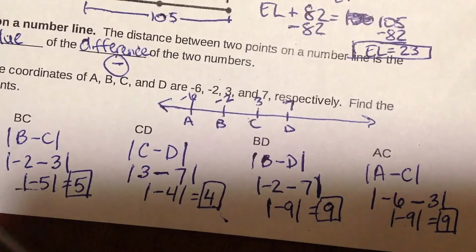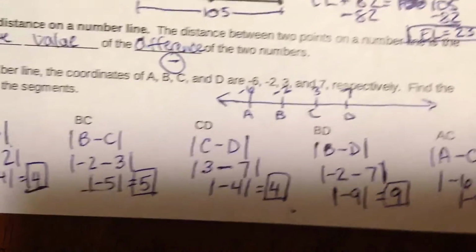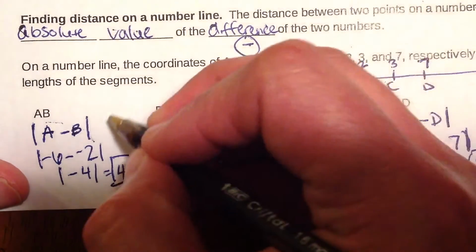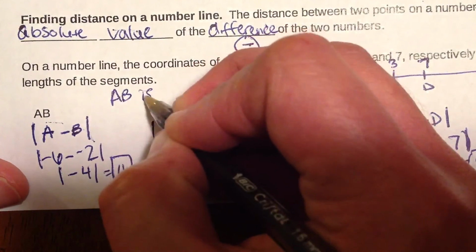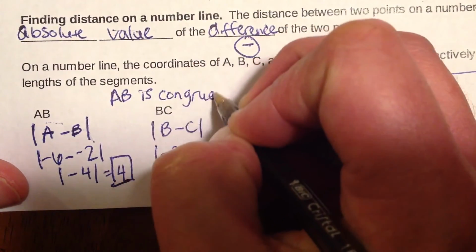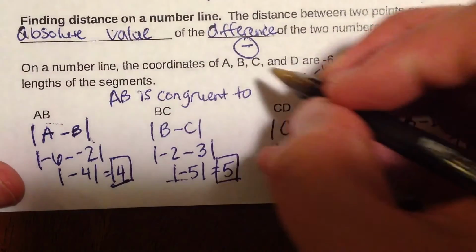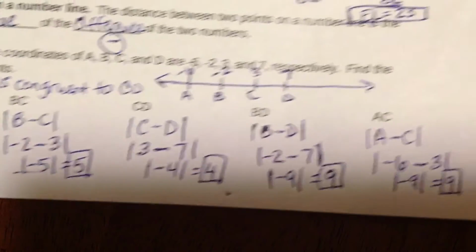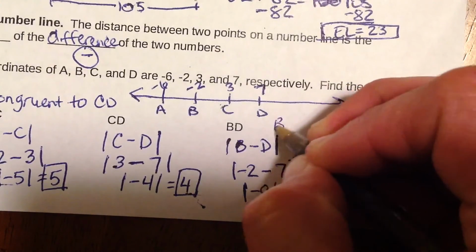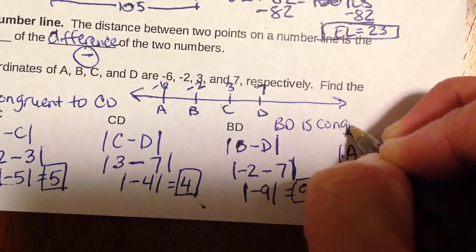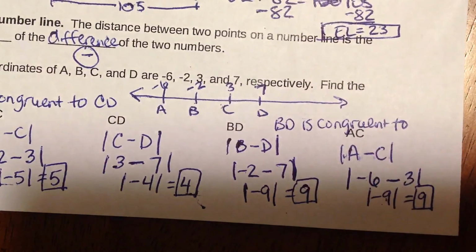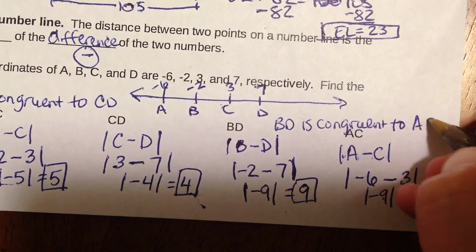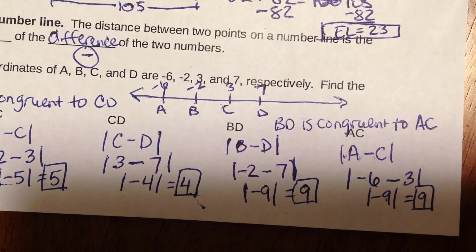Now if they were asking which segments are congruent, which means they're the same length, you could say that AB is congruent to CD, because they're both 4. And you could also say that BD is congruent to AC. Those are both 9 units long. Again, if you're looking for congruent, you're looking for segments that are the same length.